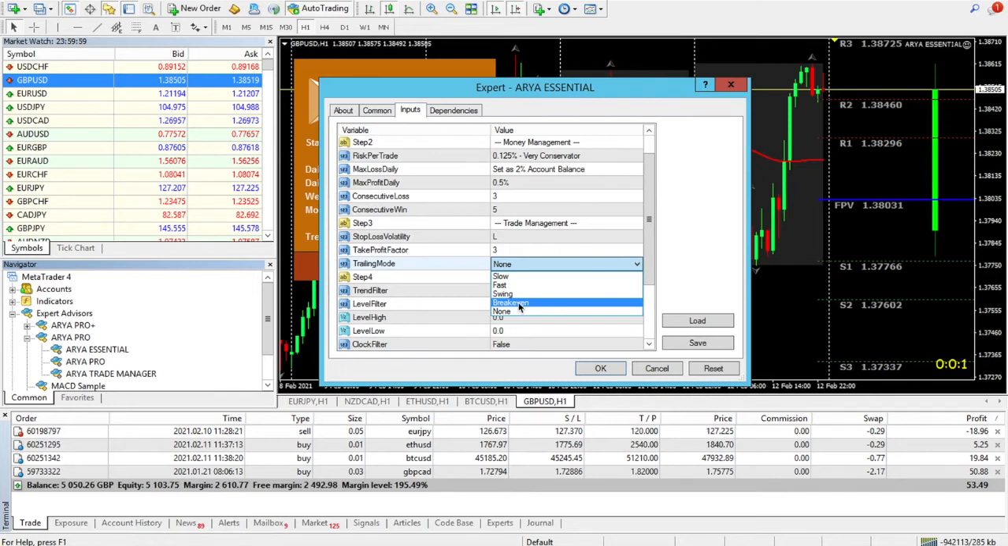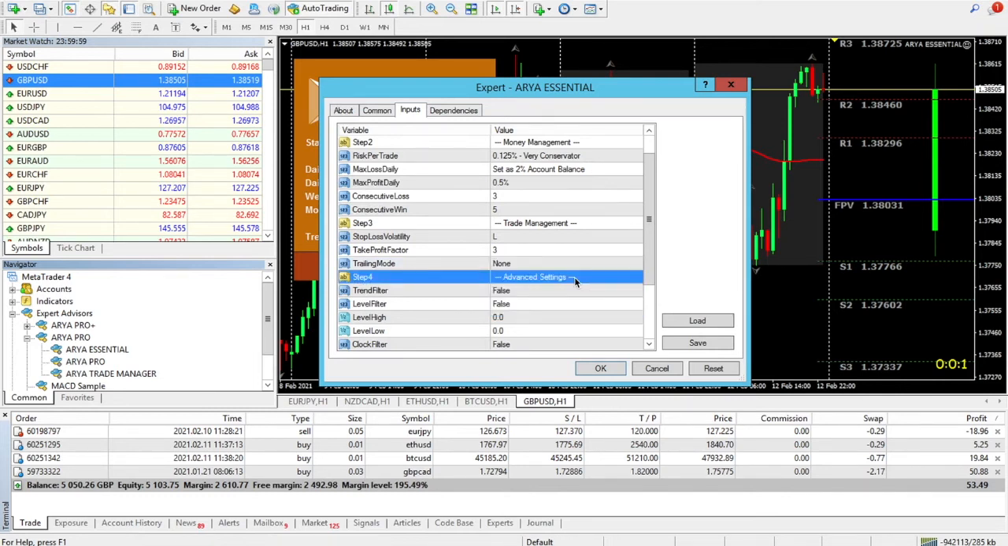Here, Arya can secure the trade by raising the stop loss 1% above or below the market entry point, depending on your trade direction. The break-even will be activated when the trade is 50% of the way from the entry point to the take profit. Or you can decide to have no trailing mode.